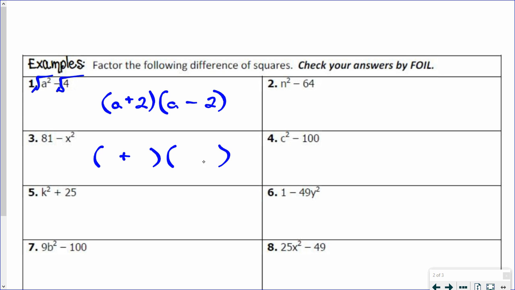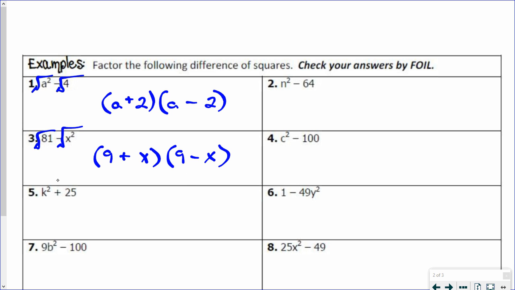All right, so if you want, you can set it up like this. So you're doing the square root of 81. That's 9. I put a 9 in both of these. And the square root of x squared is x, because x times x is x squared. And that's your answer.